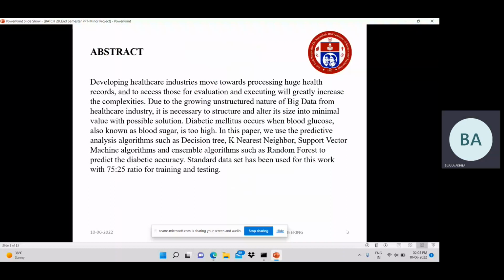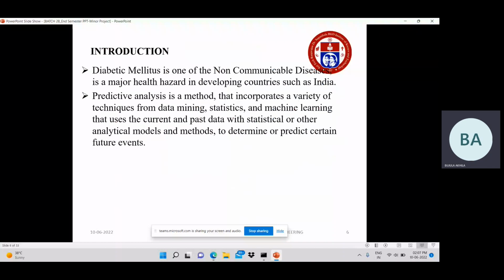And we can give proper treatment at the early stages at low cost. Diabetes mellitus is one of the non-communicable diseases, and it is a major health hazard developing in countries like India. Predictive analysis is a method that uses a variety of techniques from data mining, statistics, and machine learning, using current and past data with statistical or other analytical models and methods to determine and predict certain future events.